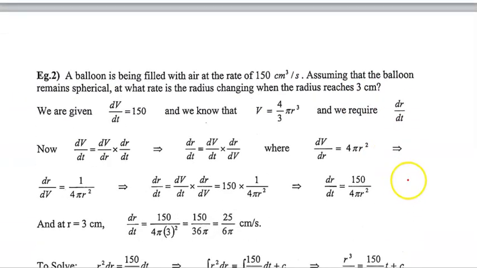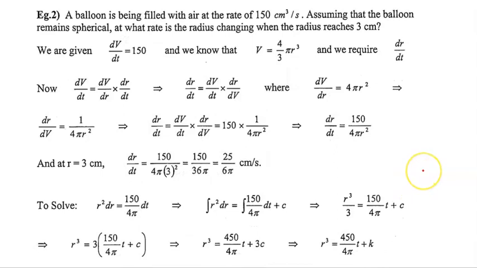Let's have a look at another one, a different question altogether. And here we go. A balloon is being filled with air at the rate 150 cubic centimeters per second. So that's the rate of change of volume with respect to time, because it's cubic centimeters per second. That's the rate it's being filled, so it's increasing. Assuming that the balloon remains spherical, at what rate is the radius changing when the radius reaches 3 centimeters? So at the instant the radius is 3 centimeters, what is its rate of change? What is the rate of change of the radius with respect to time?